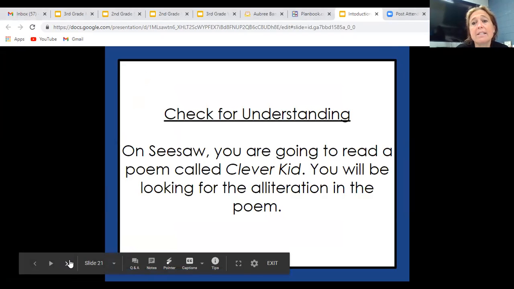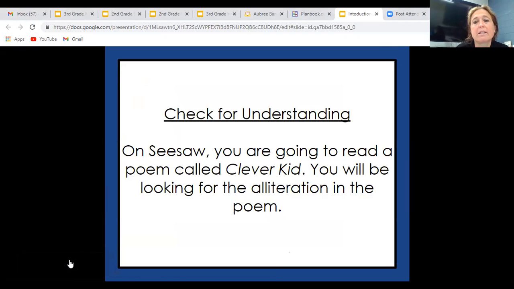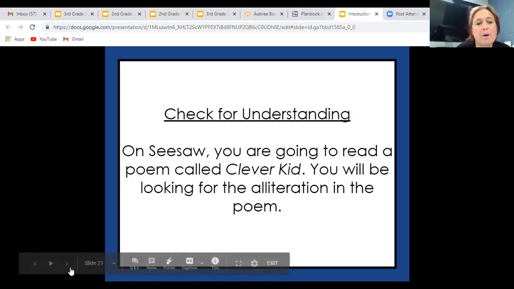All right, on Seesaw, you are going to read a poem called Clever Kid. You will be looking for the alliteration in the poem. So make sure you are circling the places where you see alliteration in the poem.